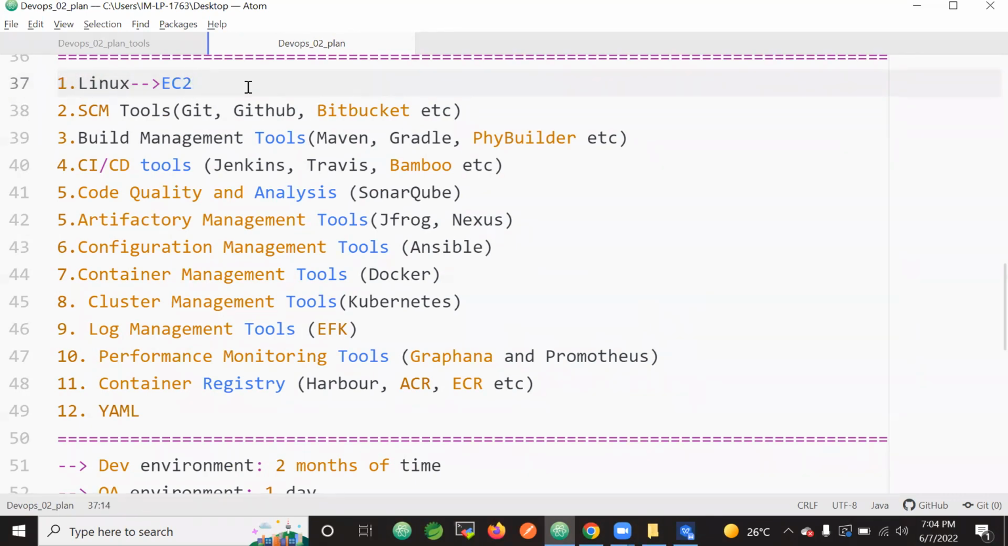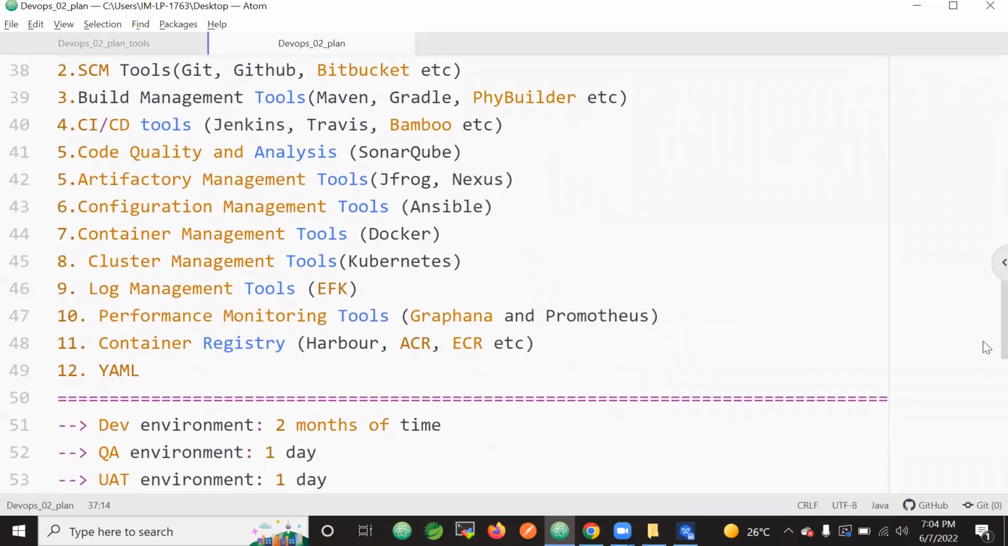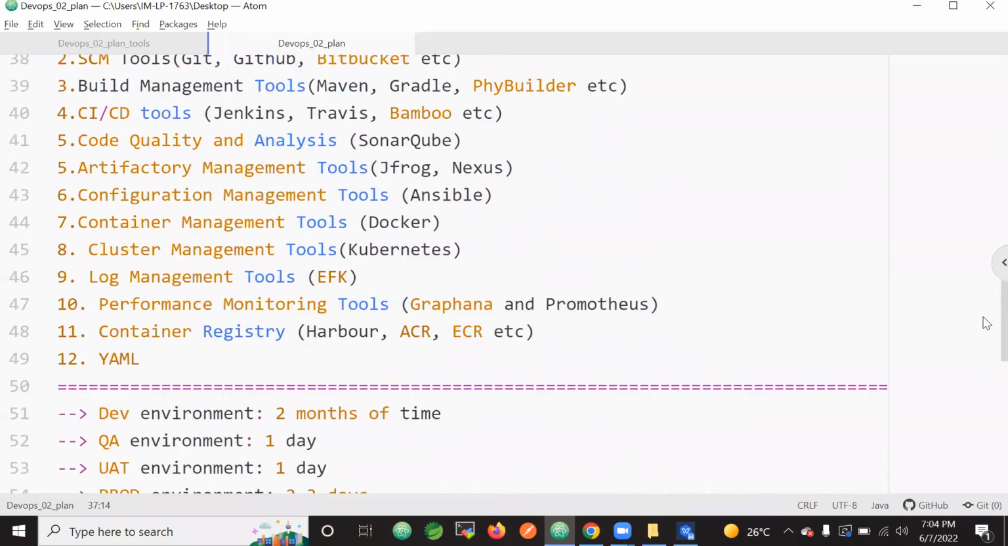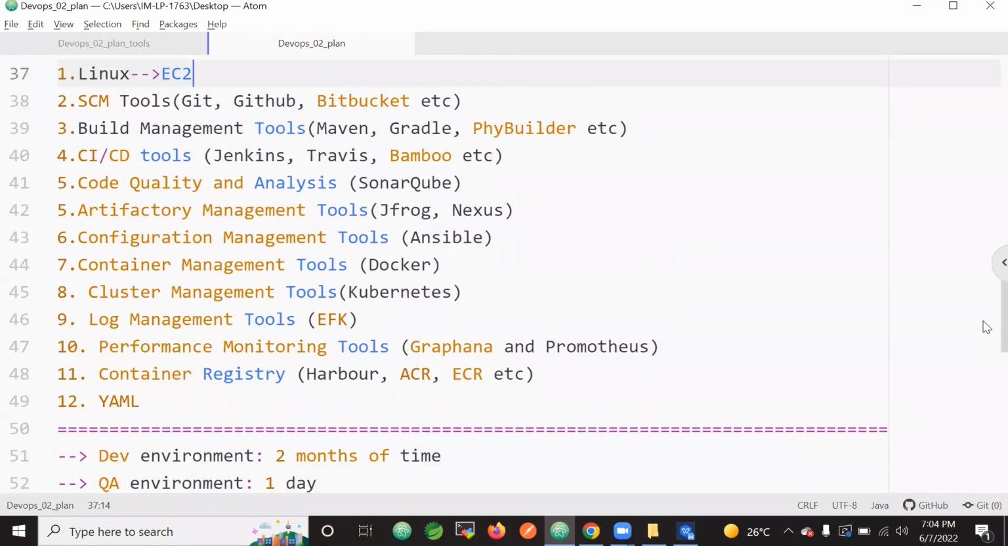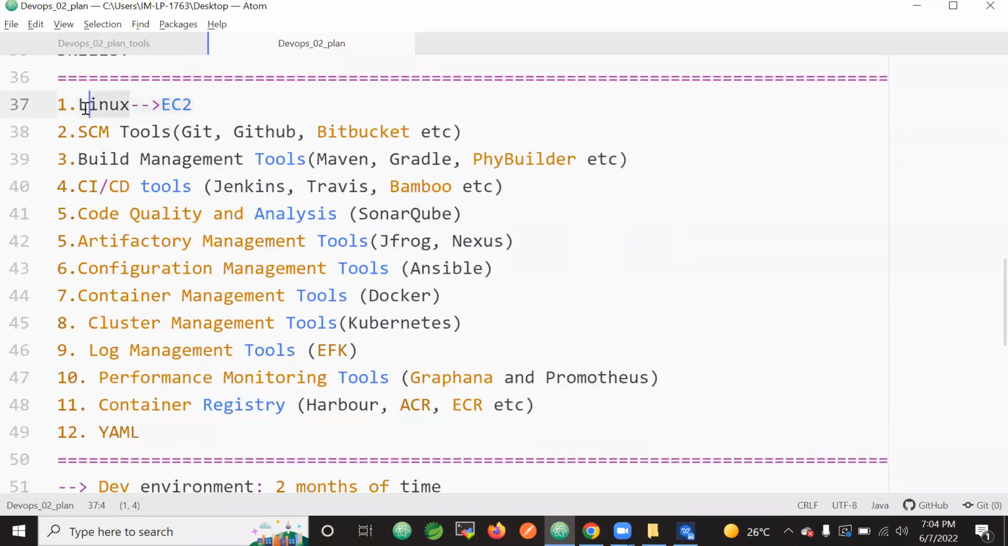Let us go with Linux from today onwards, because as per our discussion yesterday, whatever tool or setup we are going to do, like a continuous integration, continuous delivery setup, whatever we do in real time, we will do everything on Linux machines only. So it is very important to learn Linux, get familiar with Linux commands and Linux day-to-day usage. So let us start with Linux.